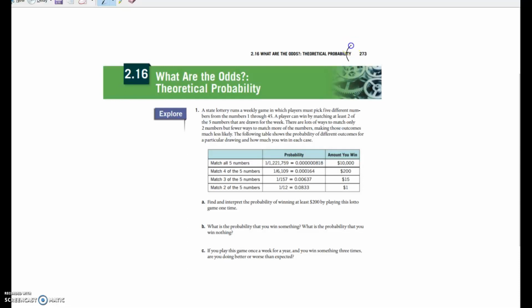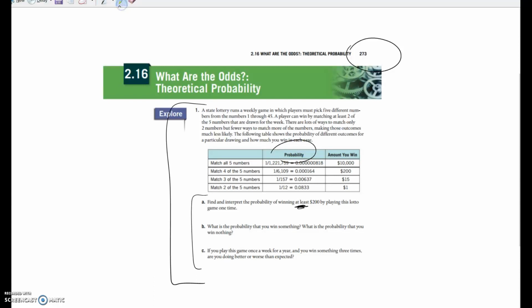Okay, so on page 273, go ahead and read this and try to figure it out. I will give you hints, especially if you are going to take statistics: anytime it says at least or at most, you're going to have to add up several options there. And they've already done the probability for you. So go ahead and try to do A, B, and C, and we'll pause it, and you can go from there.